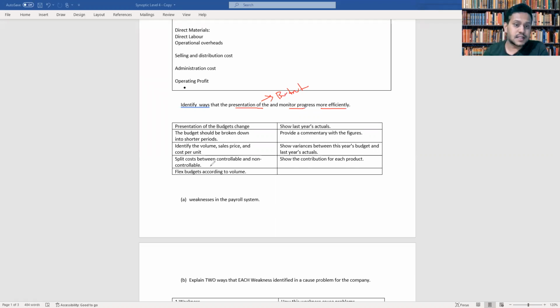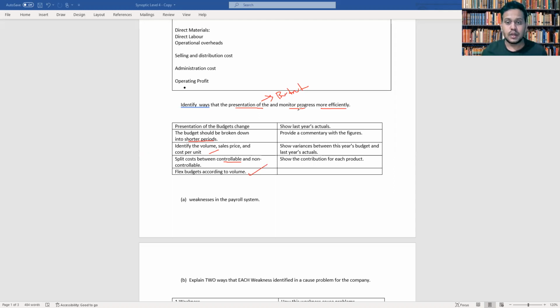For example, you can say the budget should be broken down into shorter periods. This doesn't have to be linked with the scenario at all. You can just write: identify the volume, sell price, and the cost per unit, split the cost between controllable and non-controllable, fixed budget, flex budget according to the volume. You can write these four or five points very quickly, and they don't have to be connected with the scenario at all. So you'll get the full marks.